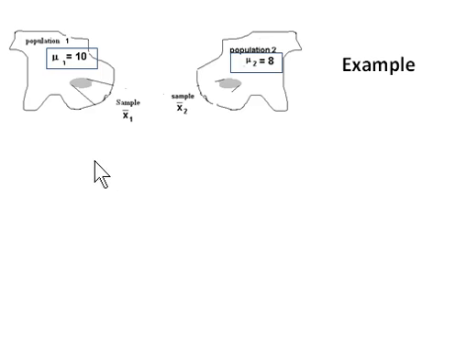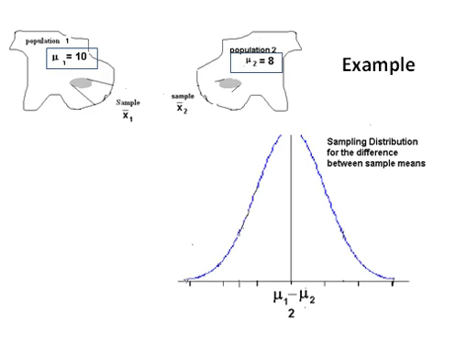For example, let's say the mean of population 1 is actually 10 and the mean of population 2 is actually 8. That means the sampling distribution for the difference between sample means would look like the following. The mean of this sampling distribution would actually be 2, the actual difference, 10 minus 8.